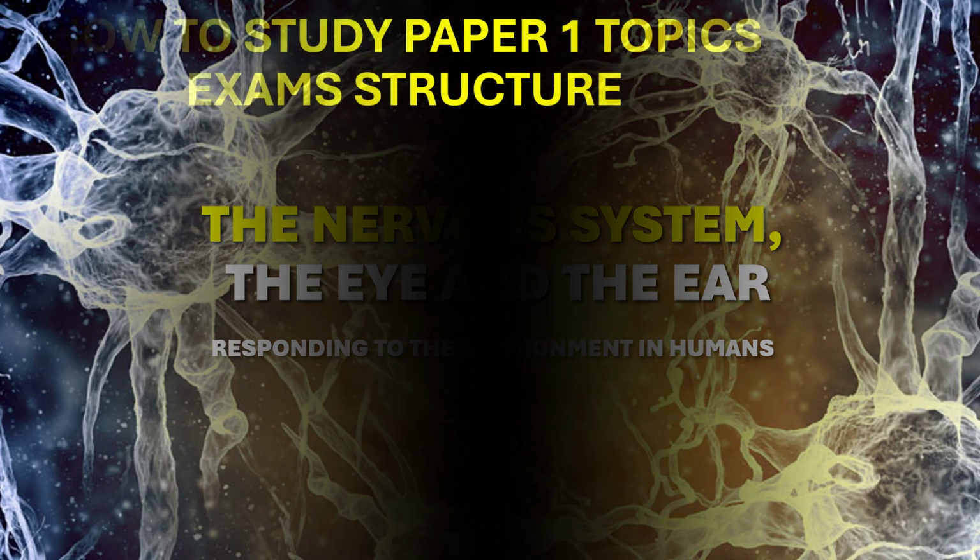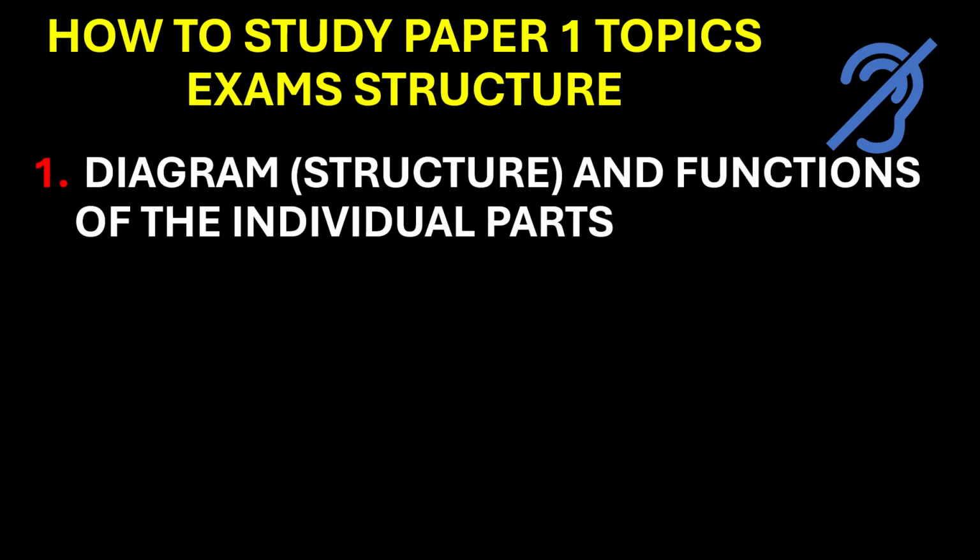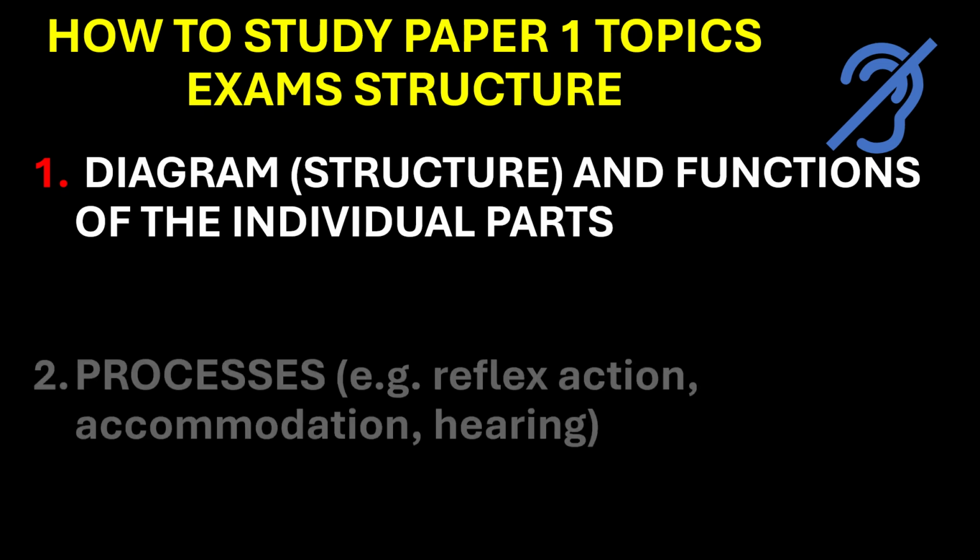how to study paper one topics based on the exam's structure. So for examination purposes, this topic is structured in the following way. We have the diagram side, a part that deals with labeling or drawing a structure, and then also stating the functions of the individual parts. It is therefore recommended that you practice how to draw the parts of the human nervous system, and I will be laying emphasis on those unique parts that you need to know.